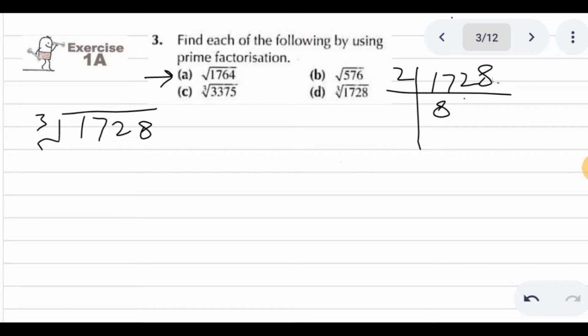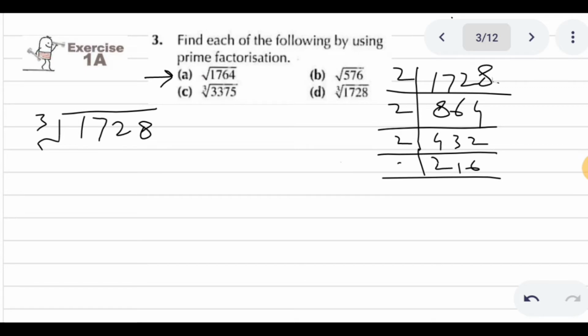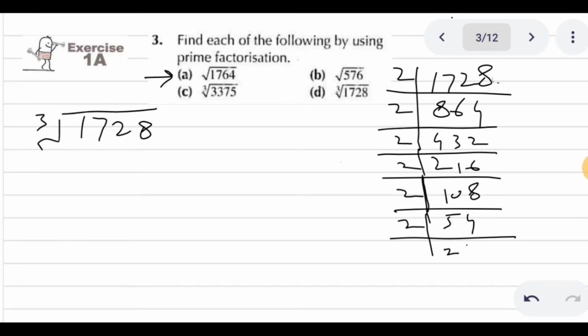8 2s are 16, 6 2s are 12, 4 2s are 8, again 2, 4 2s are 8, 3 2s are 6, 2 2s are 4, again with 2, 2 2s are 4, 2 1s are 2, 6 2s are 12, again by 2, 2 1s are 2, 8 2s are 16, and now again with 2, 2 2s are 4, 7 2s are 14, and now with 3, 3 3s are 9 and 3 1s are 3.